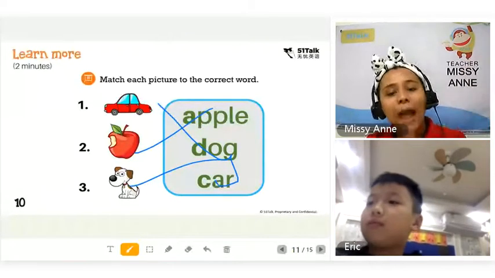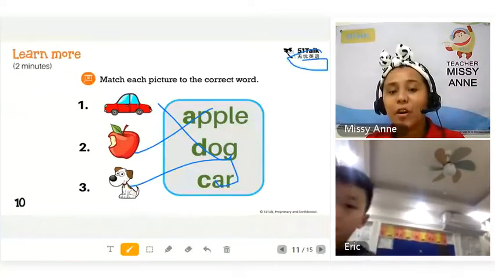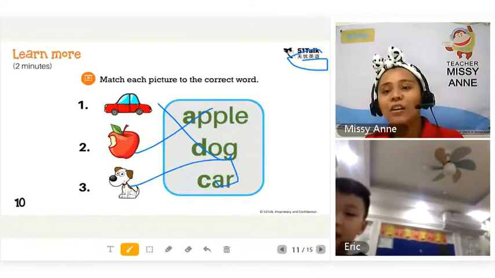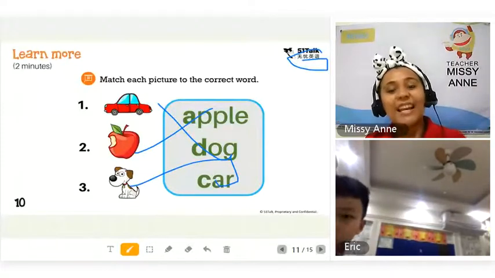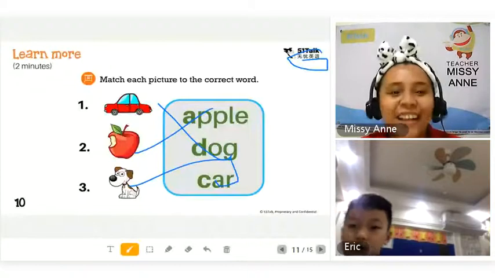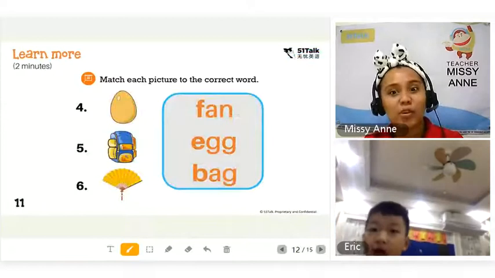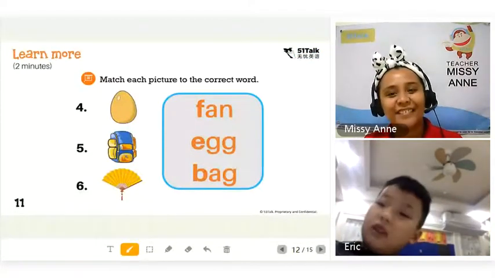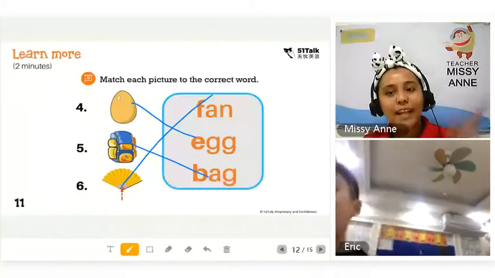Okay, one more time. A is for apple. D is for dog. C is for car. That's great. Okay, now let's match each picture to the correct word. Let's do this. Okay, say the words, Eric.